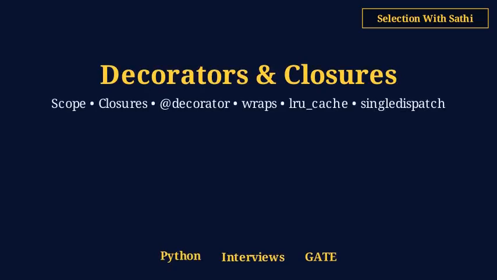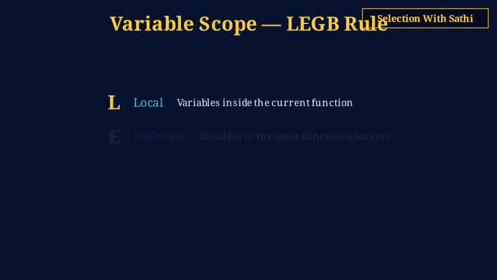Today we dive into decorators and closures from Fluent Python Chapter 9. We will cover variable scope, closures, how decorators really work, functools.wraps, parameterized decorators, lru_cache, and singledispatch. These are essential topics for Python interviews and advanced development. Let's start with variable scope.